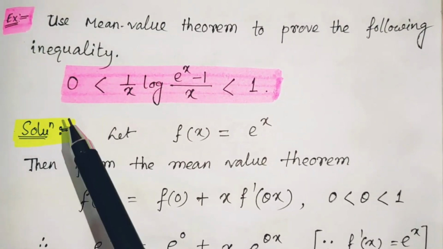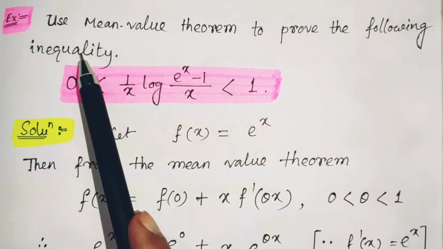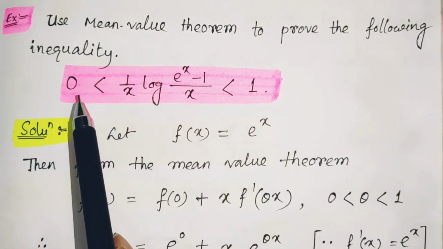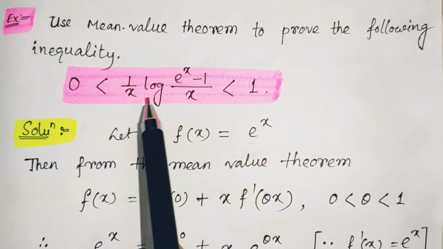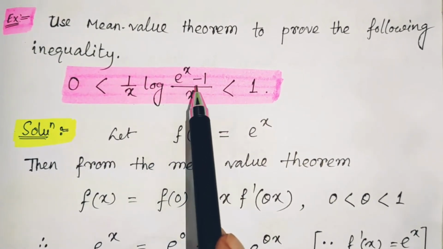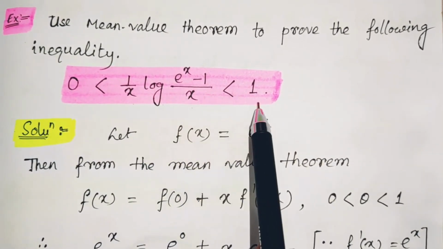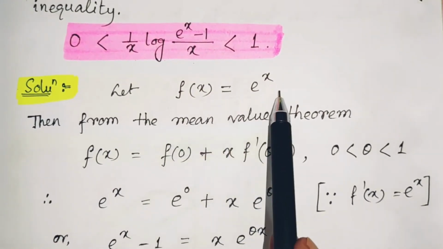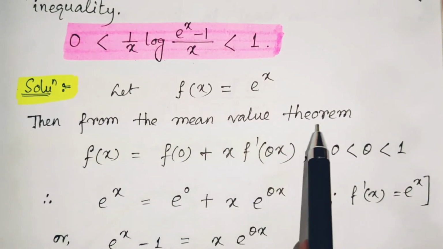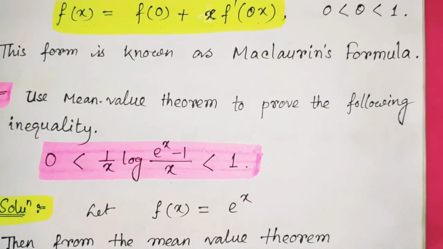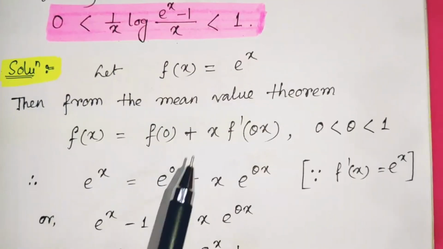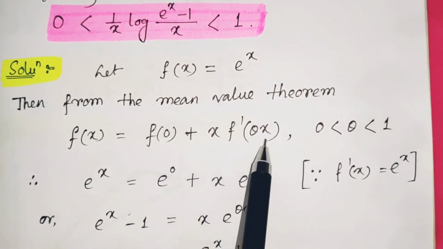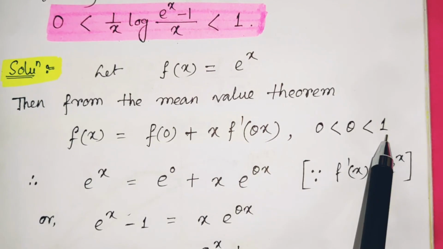So what is this? The mean value theorem. Just use mean value theorem to prove this inequality. What is the inequality? 0 less than 1 by x log of (e to the power x minus 1) by x less than 1. So what to do? Here at first let f of x is equal to e to the power x. Then from the mean value theorem, this form if we apply, then we can write directly f of x is equal to f of 0 plus x into f dash theta x, where theta lies in between 0 and 1.